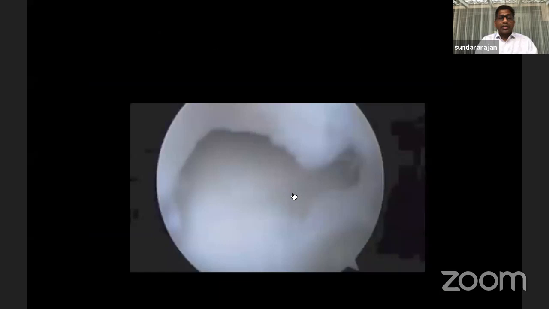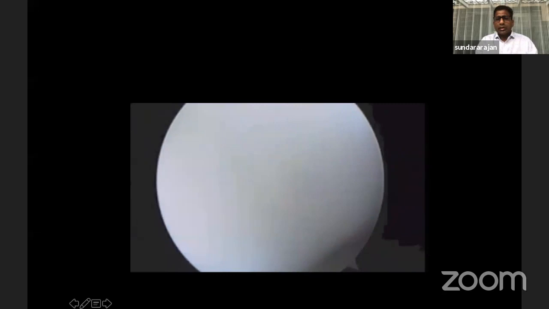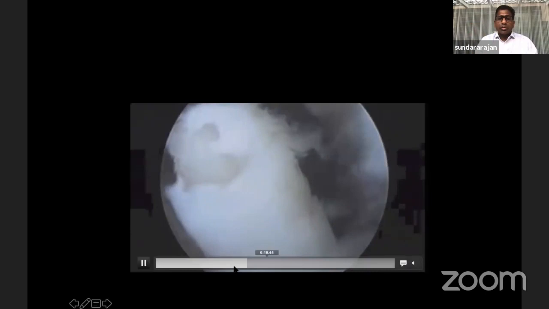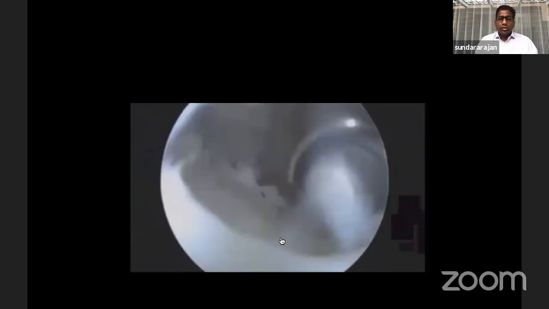This is the arthroscope, in which you can see the big spur over the talus. And you can use a small osteotome, a 5 mm osteotome, to excise the spur over the distal tibia. At the same time, you can see there is a big spur over the talus. It's almost nearing the non-articular surface. So that has to be removed to remove all the impingement.